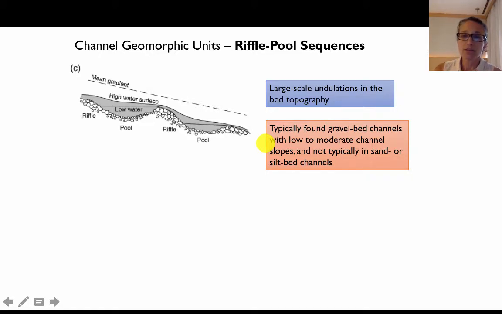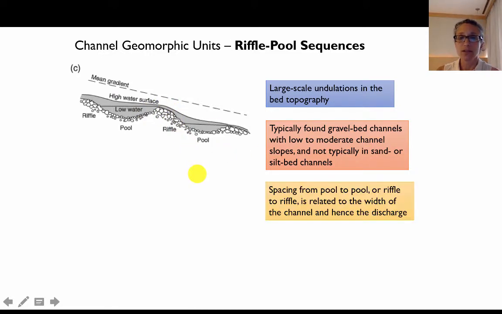So these are typically found more in gravel bed channels, with low to moderate slopes. We don't typically see them in sand or silt bed channels, so you need some of those larger particles to create the riffles.